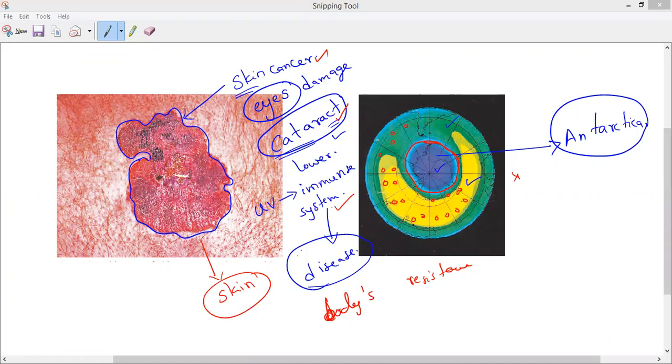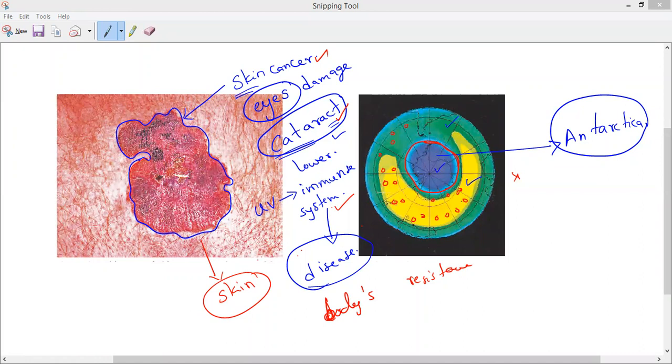Now you can see here the ozone layer in the upper atmosphere, which will protect us from these diseases by absorbing ultraviolet rays coming from the sun. Whatever ultraviolet rays, the dangerous rays coming from the sun, everything will be absorbed by this ozone layer, which never allows UV light to reach the earth. That is why the earth is a good place for living organisms.